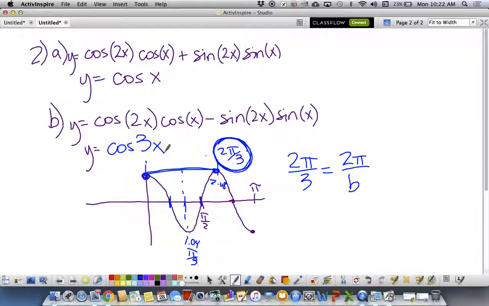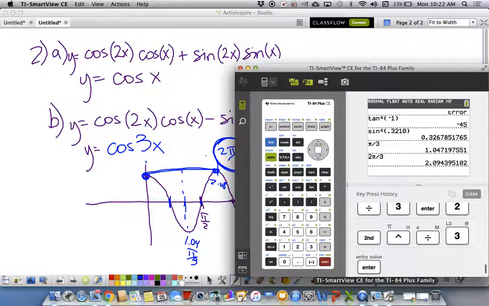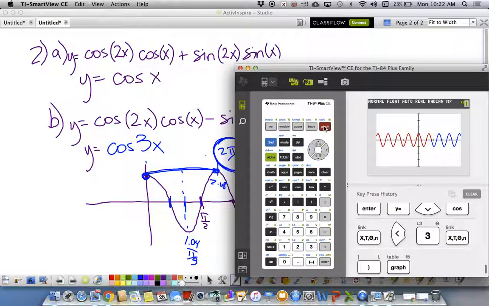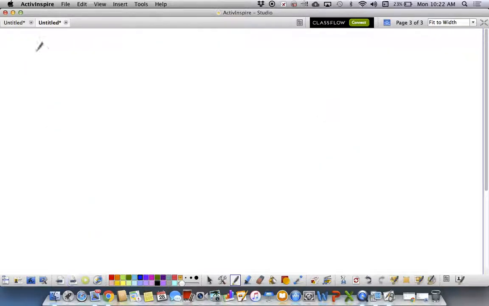If you need confirmation, go back here and try the graph. Cosine 3x. Nope, that did not go like that. Cosine 3x. And graph. It just put it right on top of it. If you need that confirmation. Ready to go to number 3? Yes. Alright, next page.